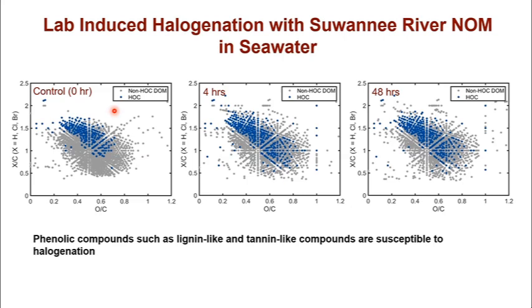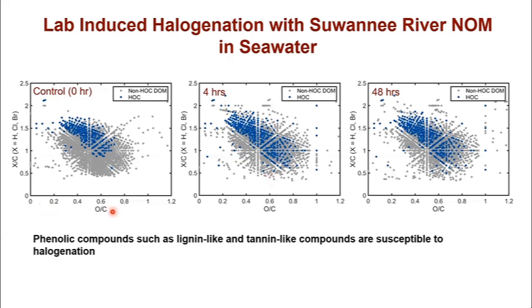halogenation, I used Suwannee River natural organic matter isolate and dissolved that into oligotrophic seawater. So to give it a more or less well understood DOM isolate, and then to induce halogenation. And these are the outcomes.